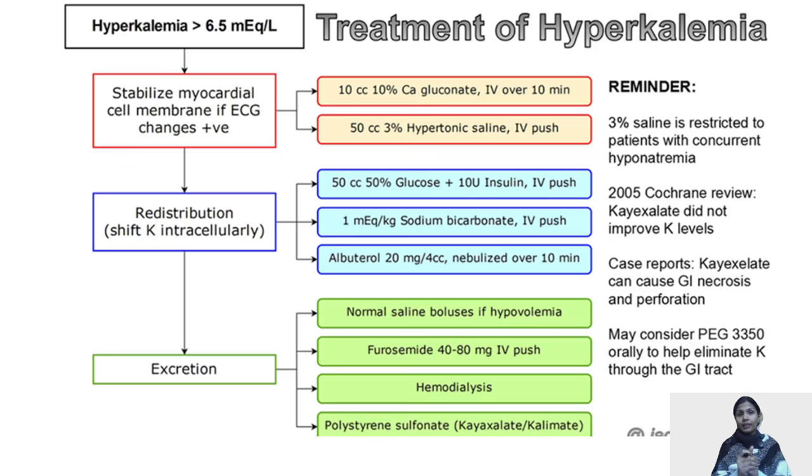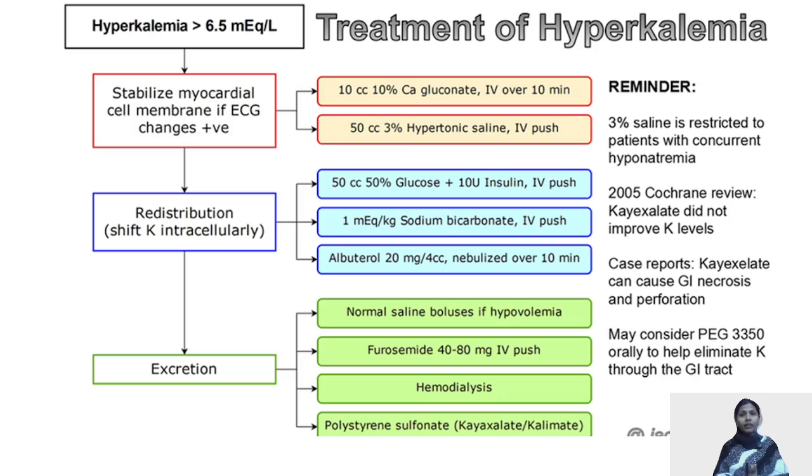Coming to hyperkalemia, you have to see what is the treatment of hyperkalemia. Hyperkalemia is stated when the levels are more than 6.5 mEq per liter. The first thing is hyperkalemia can lead to arrhythmias. So we have to stabilize the myocardial cell membrane if ECG changes are present. For that, we use calcium gluconate 10%, 10 ml over 10 minutes. Done. This is how you stabilize your myocardial cell membrane.